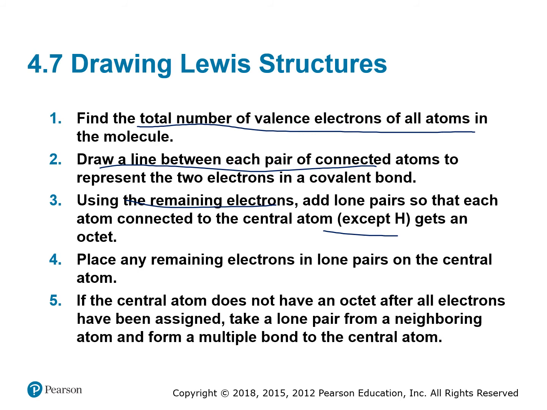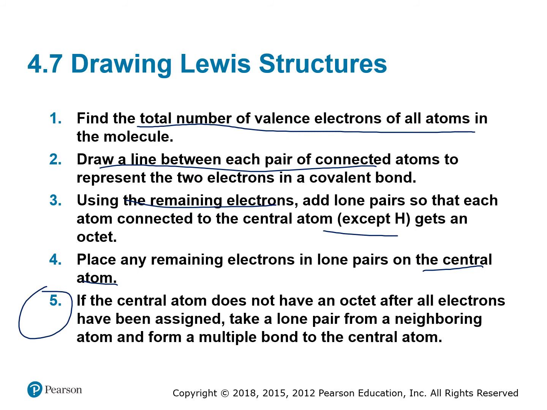Then the fourth step is to take the remaining electrons and place them on the central atom. At this point you want to double check your work and make sure that your terminal atoms and your central atom have an octet of 8. Now step 5 is important because in some Lewis structures we use step 5 and in some we don't.